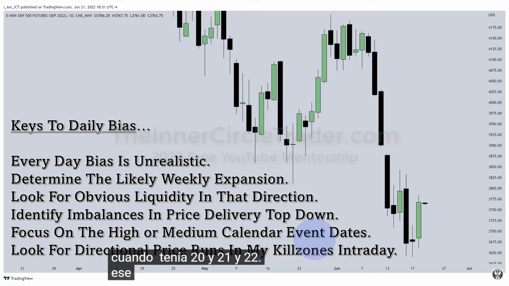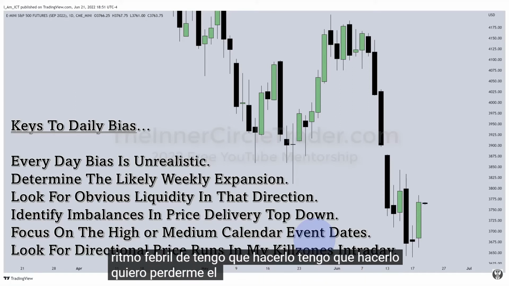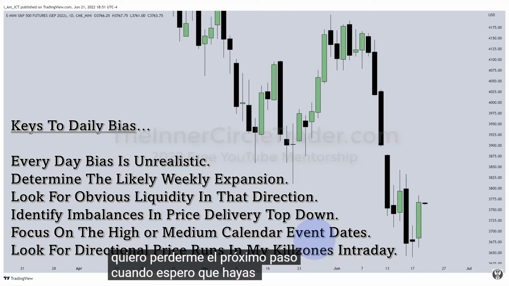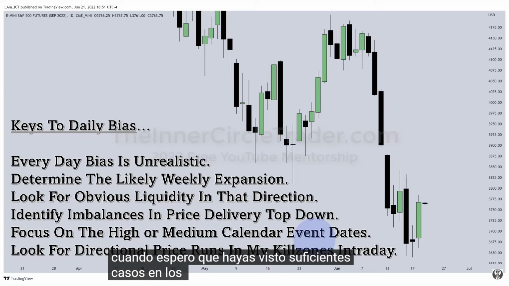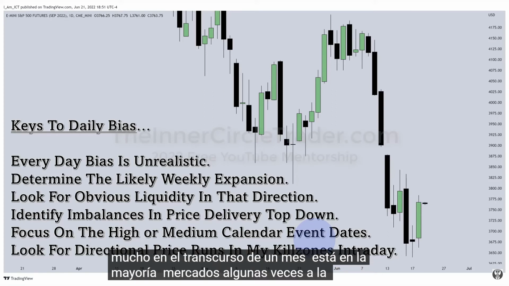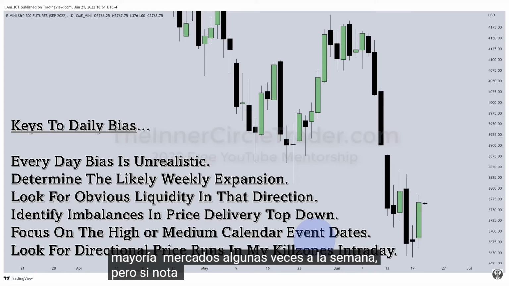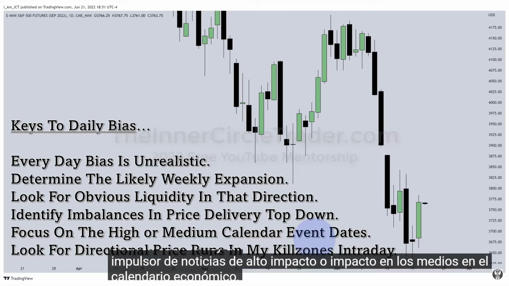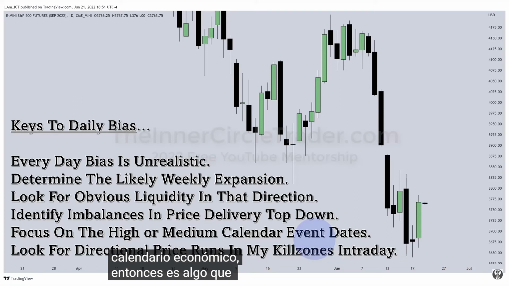That fevered pace of, I got to do it. I'm going to miss that next move. When hopefully you've seen now enough instances where this pattern repeats a lot over the course of a month. It's in most markets a few times a week. But if you notice, those moves are occurring when there's a high impact or medium impact news driver on the economic calendar. So it's something that you can plan for.